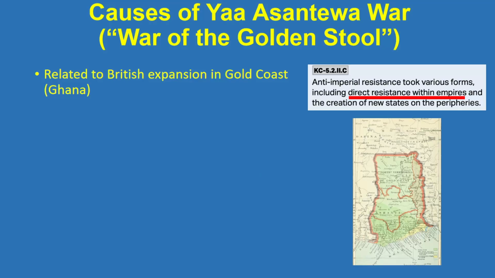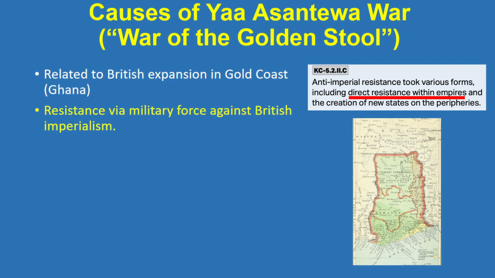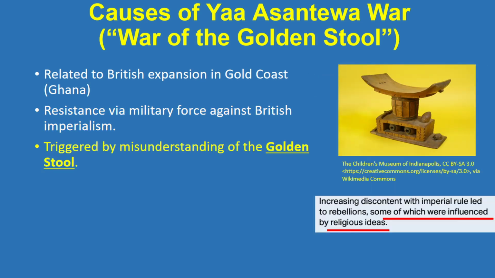Let's finish with a College Board example that checks multiple boxes. The Yaa Asantewaa War, also known as the War of the Golden Stool. This is directly related to the British expansion of the Gold Coast colony we mentioned in our last video. The College Board has this as an example of direct resistance, the Asante resisting the British through military force. And the major trigger was a misunderstanding from a British officer about the Golden Stool.